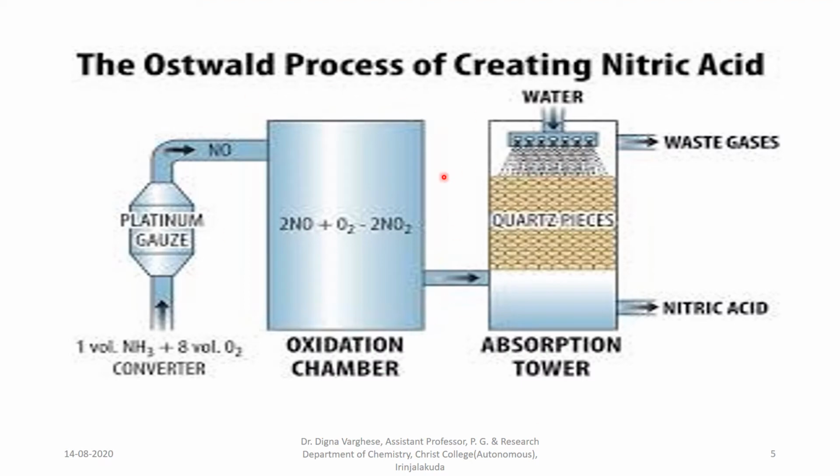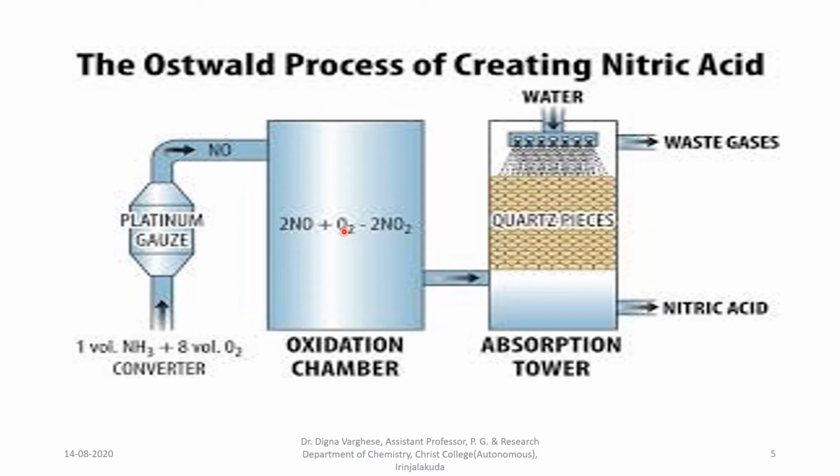Here we can see the flow diagram of the Ostwald process, which is used for creating nitric acid. First, the ammonia and oxygen from air in the volume ratio 1:8 are passed to a catalyst chamber or a converter. In this, the catalyst is either platinum gauze or platinum-rhodium gauze, in which ammonia and oxygen are oxidized to nitrogen monoxide, that is nitric oxide.